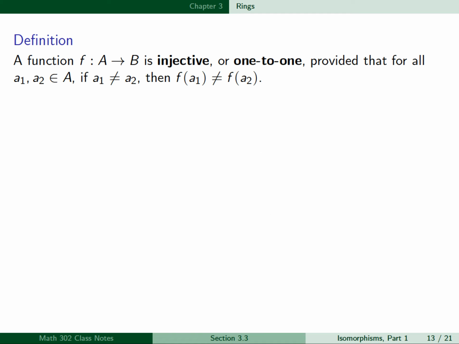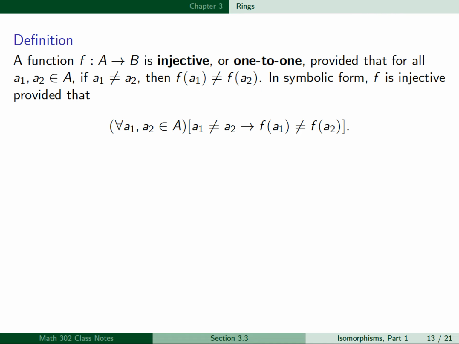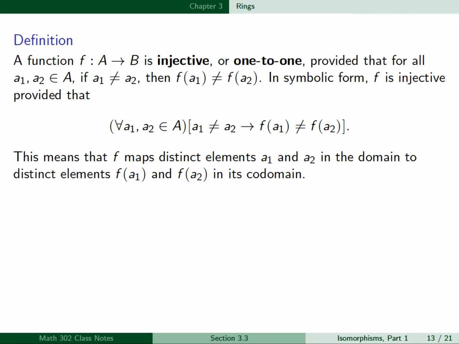For our next definition, a function f from A to B is injective, or one-to-one, provided that for all a1 and a2 in the domain A, if a1 is not equal to a2, then f(a1) is not equal to f(a2). In symbolic form, f is injective provided that for all a1, a2, a1 not equal to a2 implies f(a1) is not equal to f(a2). This means that f maps distinct elements a1 and a2 in the domain to distinct elements f(a1) and f(a2) in its codomain.